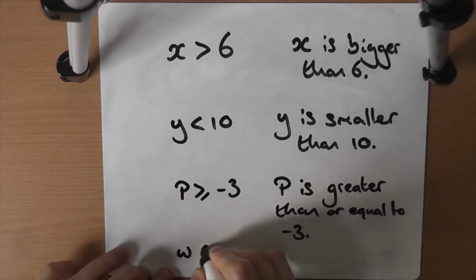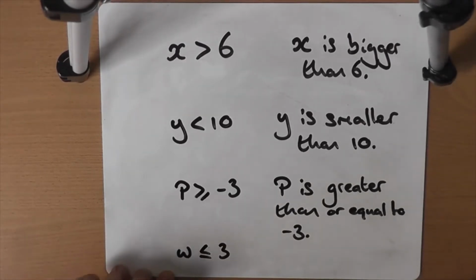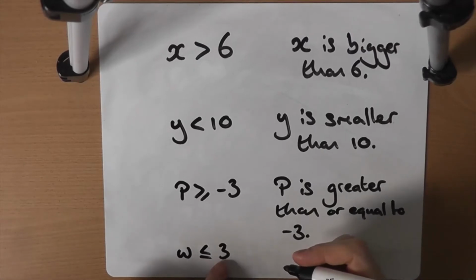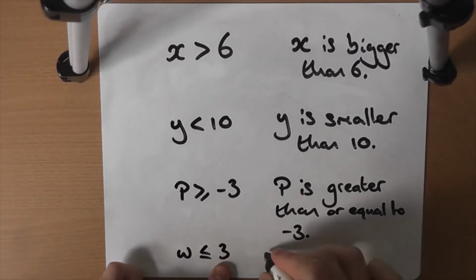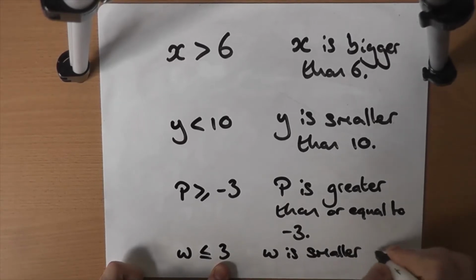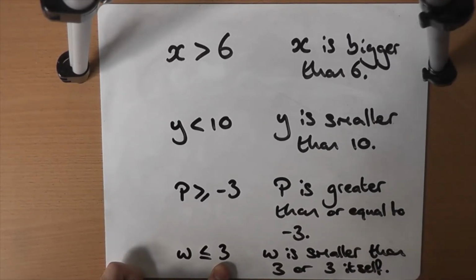And finally, W is on the smaller side. The arrow points to the smaller side. The arrow points to the smaller value. The 3 is on the open mouth side of the crocodile. It is the larger value. So W is smaller than 3 or 3 itself.